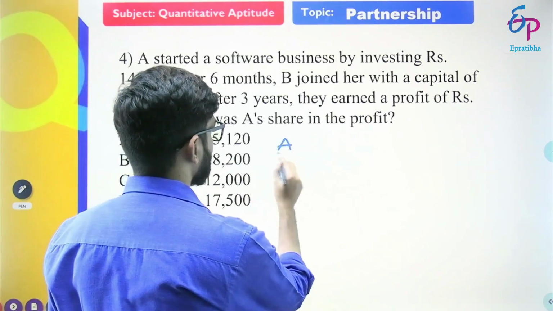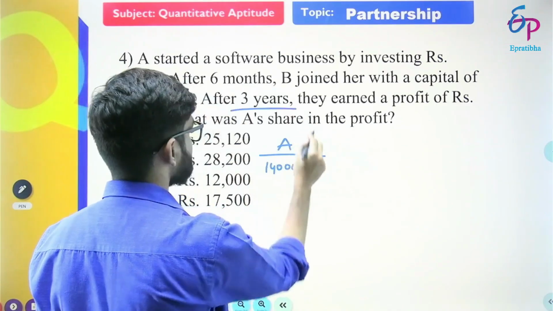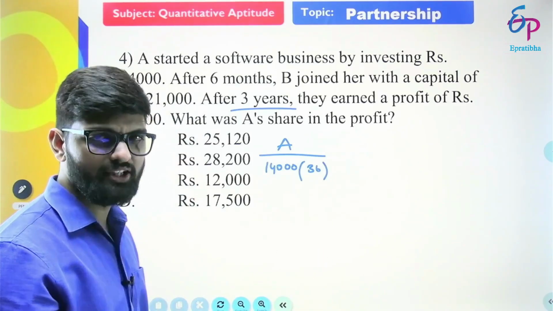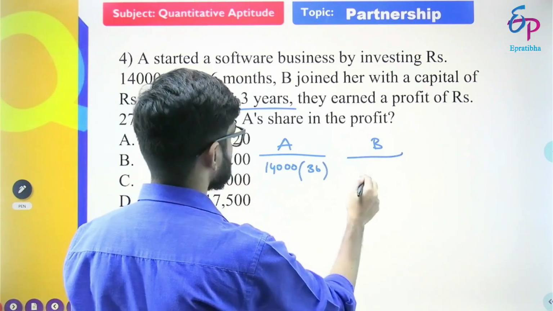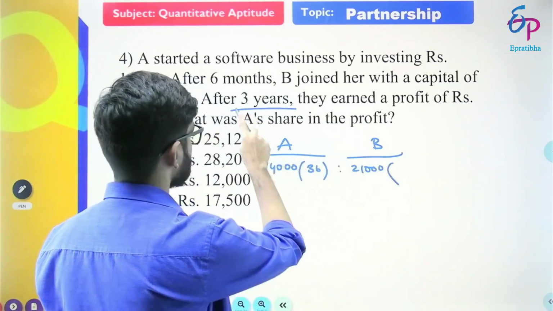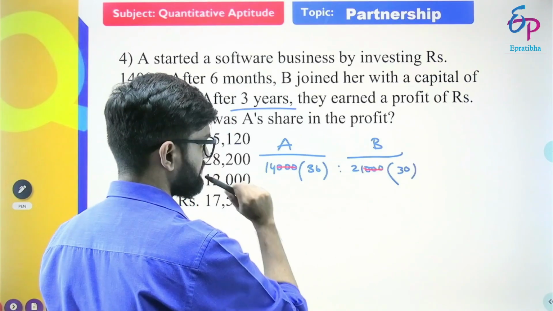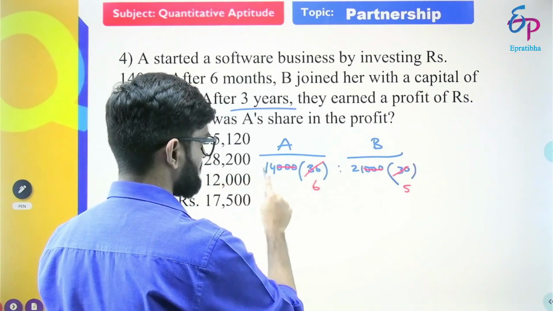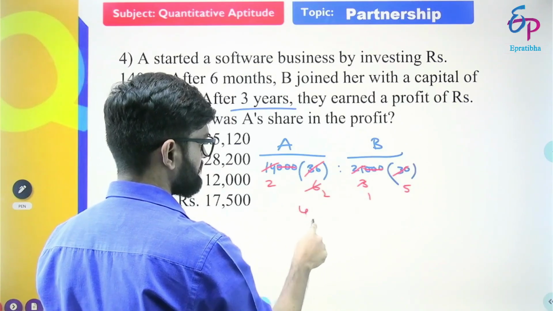So A is investing 14,000. He is staying until the last 3 years, which means 36 months. 1 year is equal to 12 months, so 3 years is equal to 36 months. B will be there for how many months? How much is he investing? 21,000. But he is not there for the first 6 months. That means 30 months. 3 zeros cancel. 6 5s and 6 6. 7 2s and 7 3s. 3 1s, 3 2s. So this is 4:5.